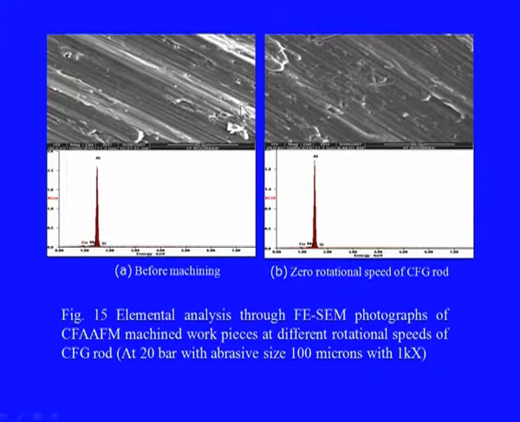Similarly, these are also two different surfaces. This is with simple abrasive flow machining, and this is with the CFG rod inside. However, this CFG rod was not given any rotation. Also, this CFG rod was stationary, even then the quality of the surface was better.